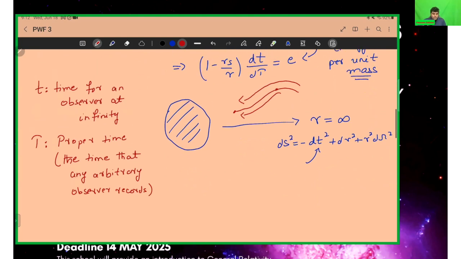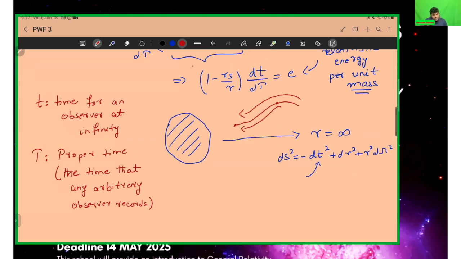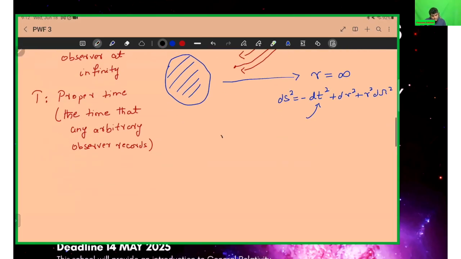Okay, so what does this equation tell you now? This equation tells you that t and proper time are not the same, because if they were the same, their derivative with respect to each other would be 1. But that's not happening here. As you can see, dt over d tau equals E over 1 minus rs over r.